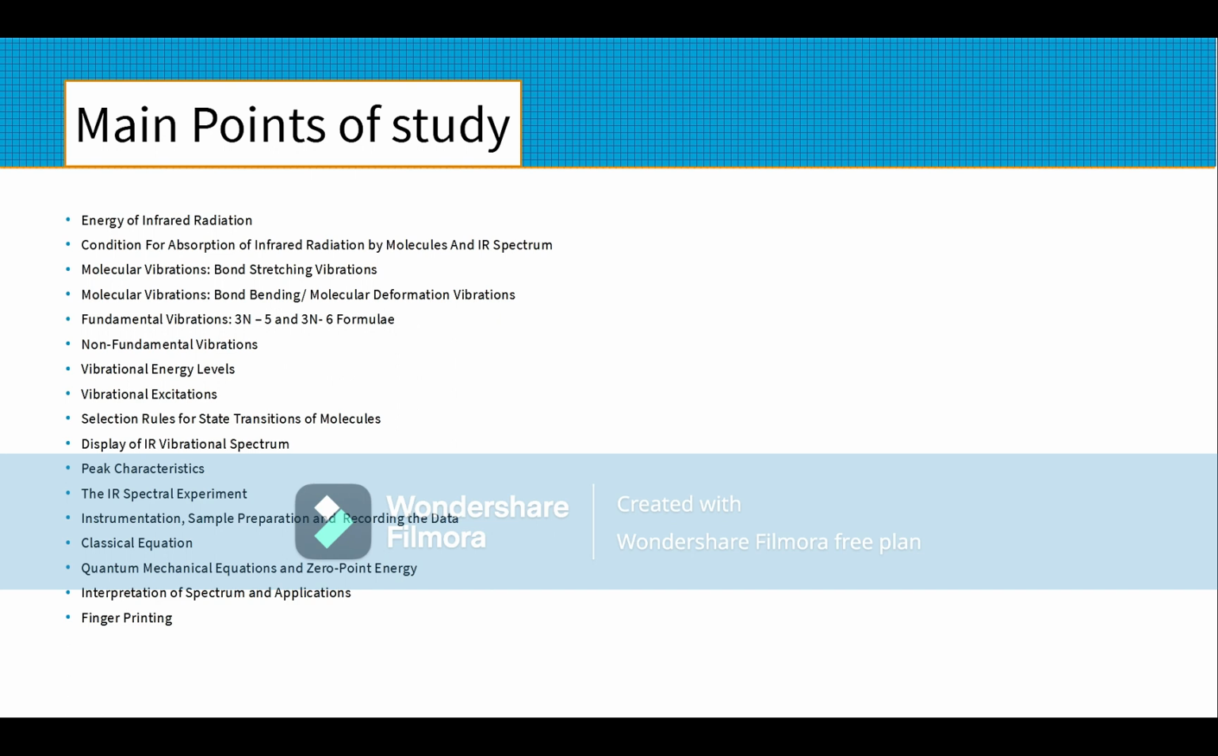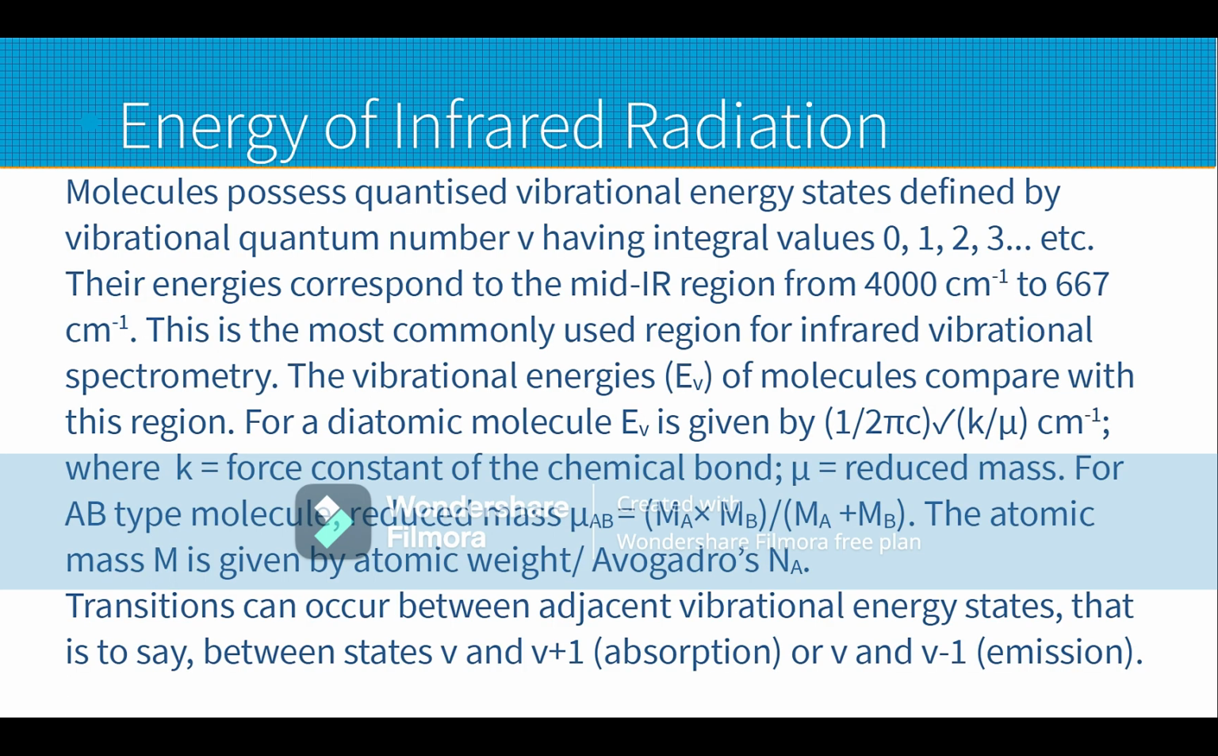Then in infrared spectrum, we very often use the word peak. What are the peaks and what are their characteristics? Then how infrared spectrum is obtained? The IR spectral experiment, how much sample is required, how much time it requires to record the scanning of one sample, and what type of instruments are used, etc. So these things will be discussed in the spectral experiment.